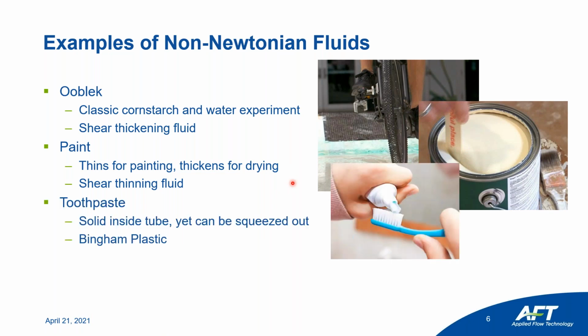The third example we'll look at is toothpaste, and this is a great example of a Bingham plastic. When it's inside the tube, it's basically a solid. Yet as soon as you start to apply force to it, you can squeeze it out and it behaves like a liquid. So that's a characteristic of a Bingham plastic, where at rest it has some yield stress that needs to be overcome before it can start to flow. However, as soon as you get it moving, it's going to flow and behave like a liquid, admittedly a high viscosity liquid.